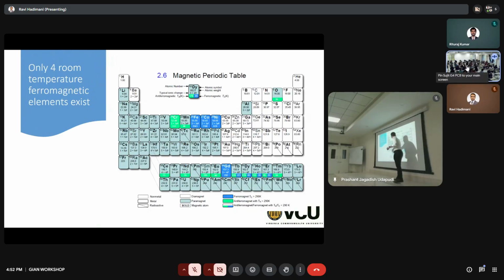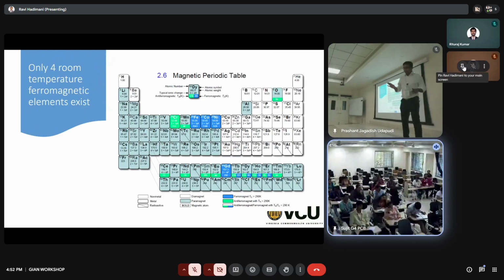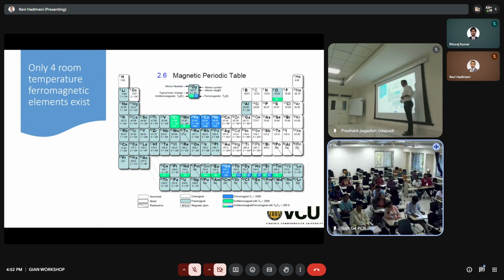Okay, so these are the only ferromagnetic materials that exist. However, these ones, the paramagnets, will have a Curie temperature. For example, gadolinium becomes paramagnet at about 292 Kelvin, which is about 20 degrees centigrade. That means the other paramagnets will also have a Curie temperature, right? So that means these are all paramagnets.